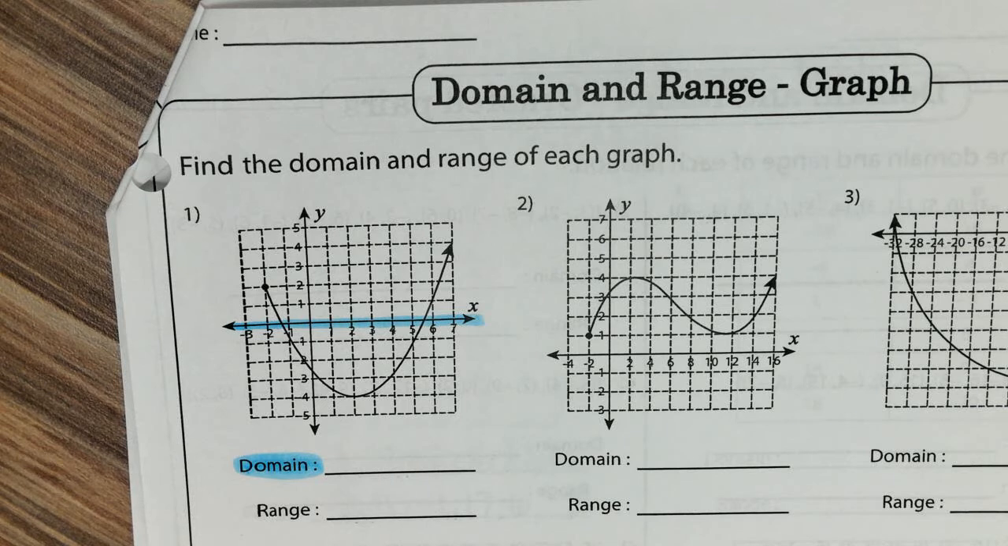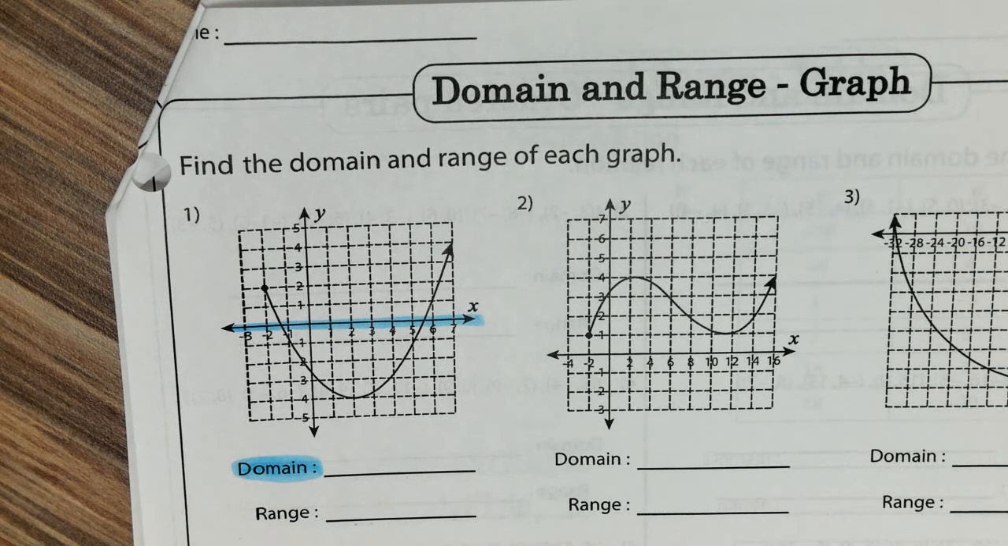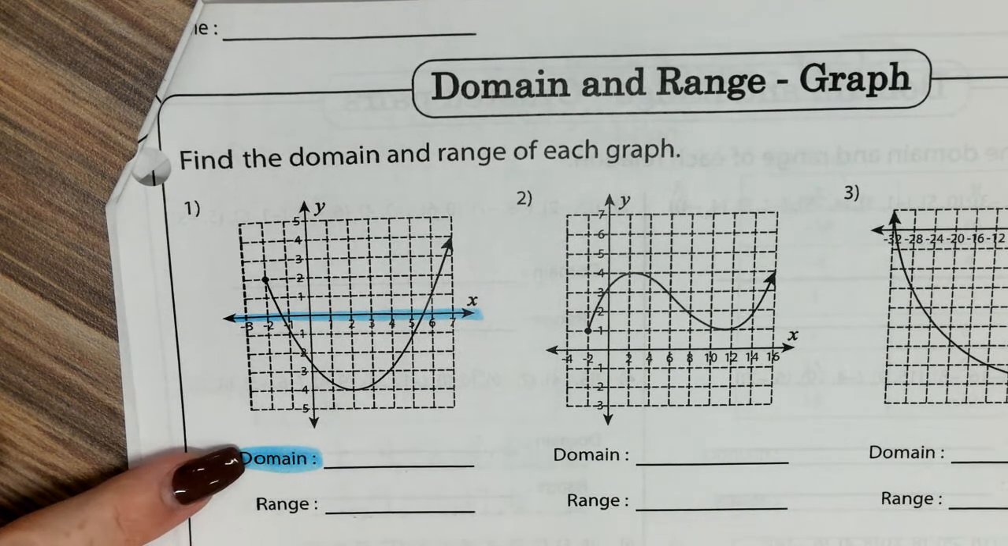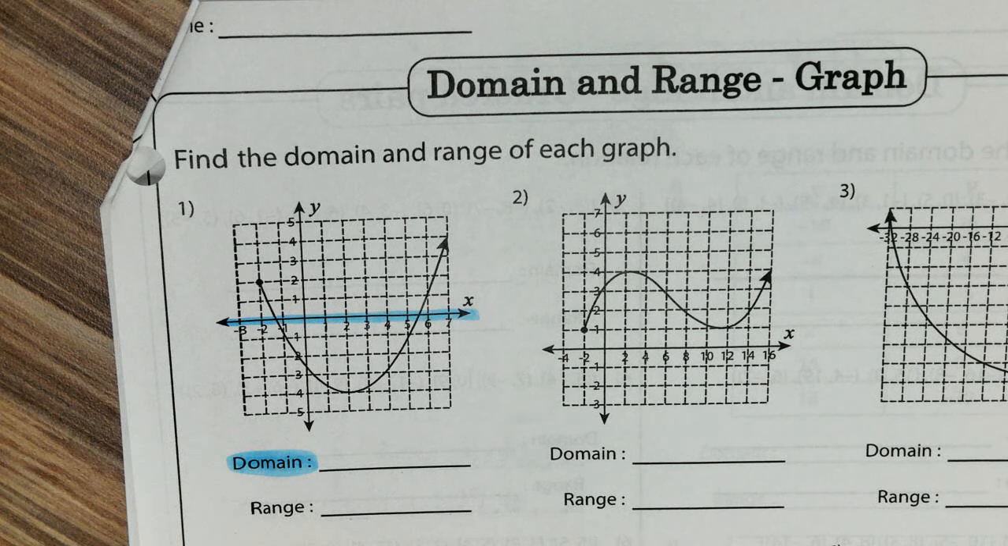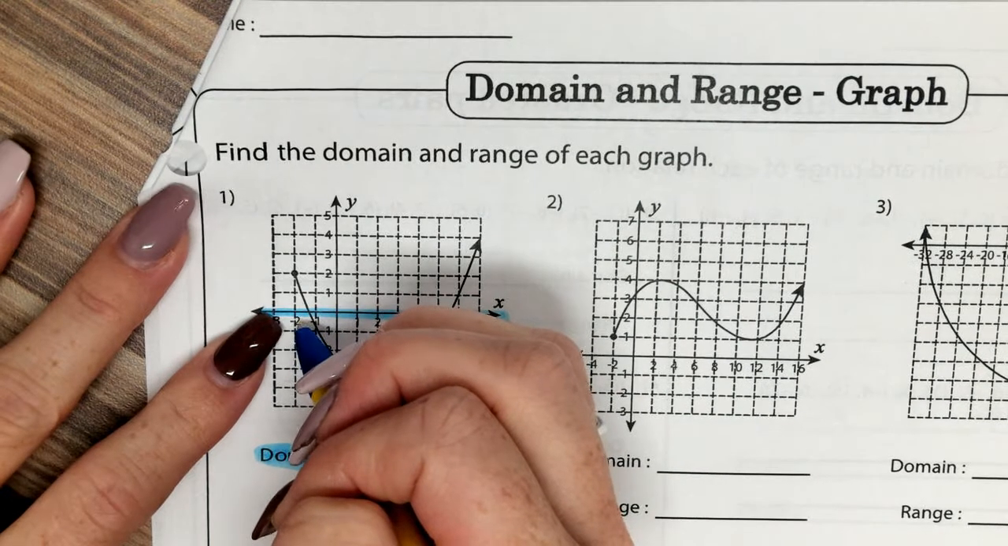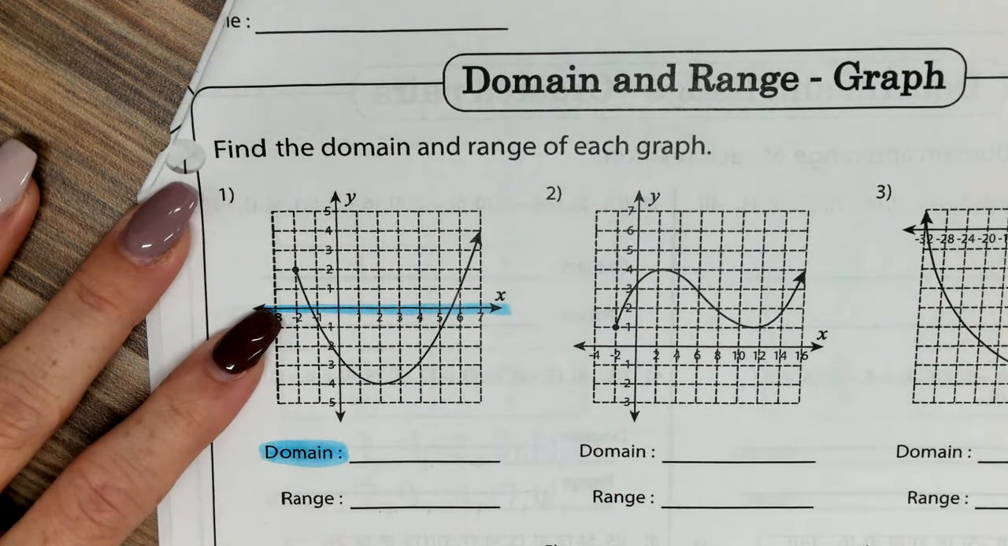Get a highlighter. The domain has to do with what? I would get 2 highlighters, 2 colors. I'm telling y'all, this will help you. Highlight the domain, the x-axis, 1 color. And that's what you're looking at for the domain.